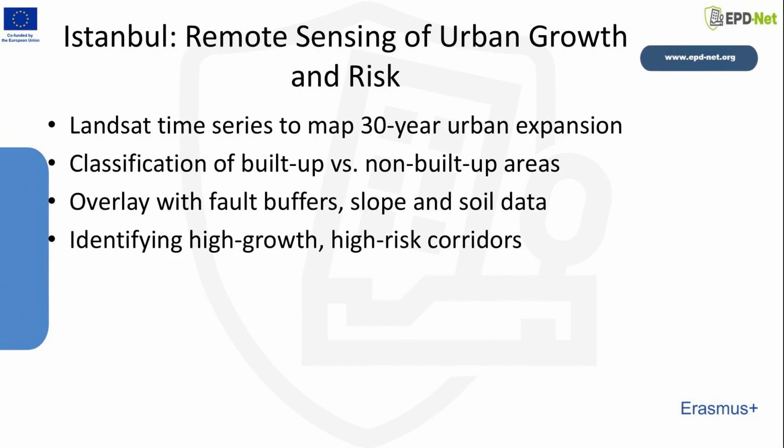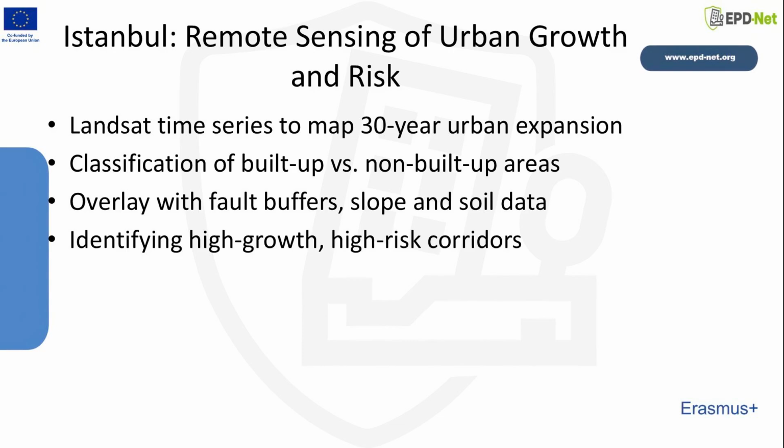We describe the main remote sensing components of the Istanbul case. Landsat time series are used to perform land cover classifications over multiple dates, distinguishing built-up areas from vegetation, water and other classes. Comparing maps from different years reveals the pace and direction of urban expansion, often showing outward growth along transport corridors and into peri-urban hillsides.